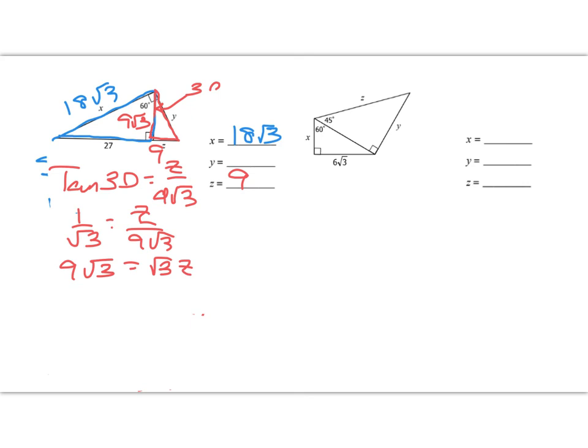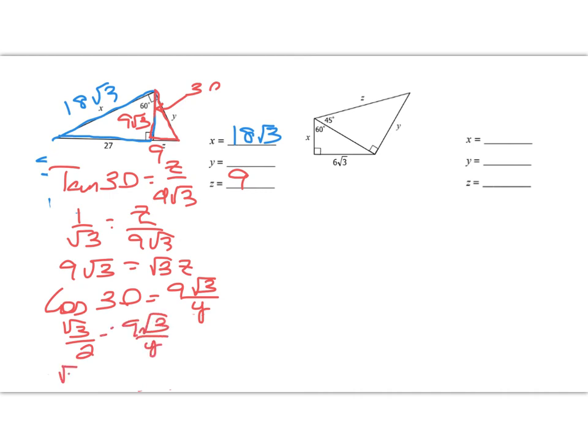If we want to find y, we can use the cosine of 30, which would be 9 square root of 3 over y. And the cosine of 30 is the square root of 3 over 2, which is equal to 9 square root of 3 over y. So square root of 3 y is equal to 18 square root of 3. When you divide by the square root of 3, it gives you 18. All right, let's go to the next one.